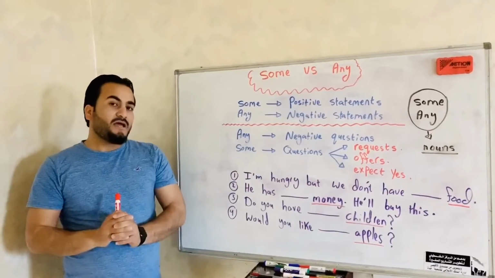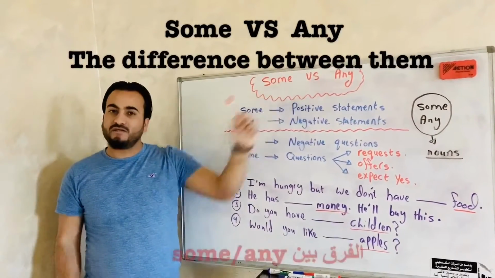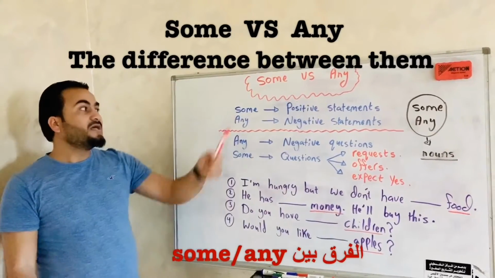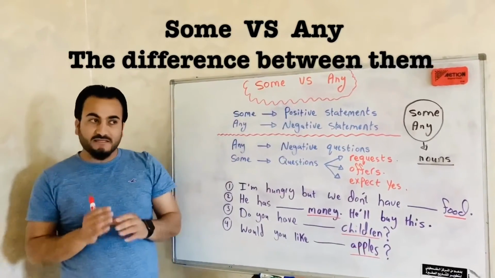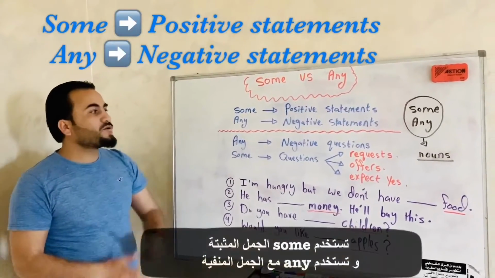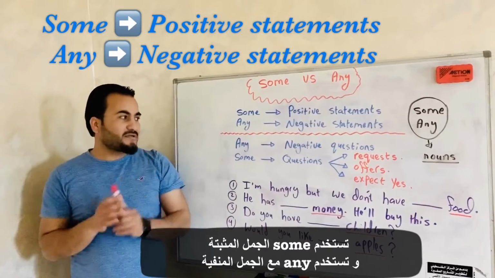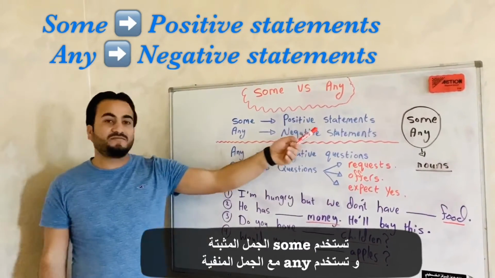Today I'm going to be talking about some and any, the difference between some and any. Let's get started. Some is typically used for positive statements, whereas any is typically used for negative statements.